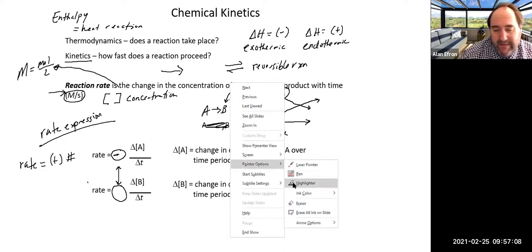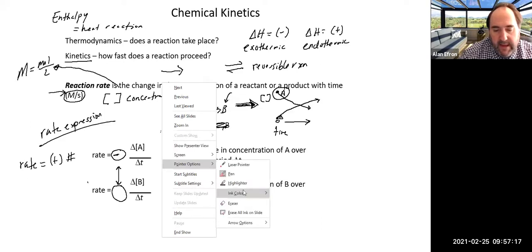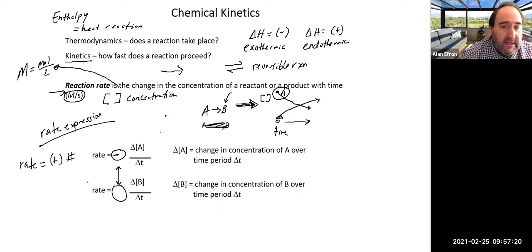So why is that negative really there? Well, if we just make up some numbers here, let's say that we started, in terms of A, with a concentration of 4 molar and ended with 2 molar.